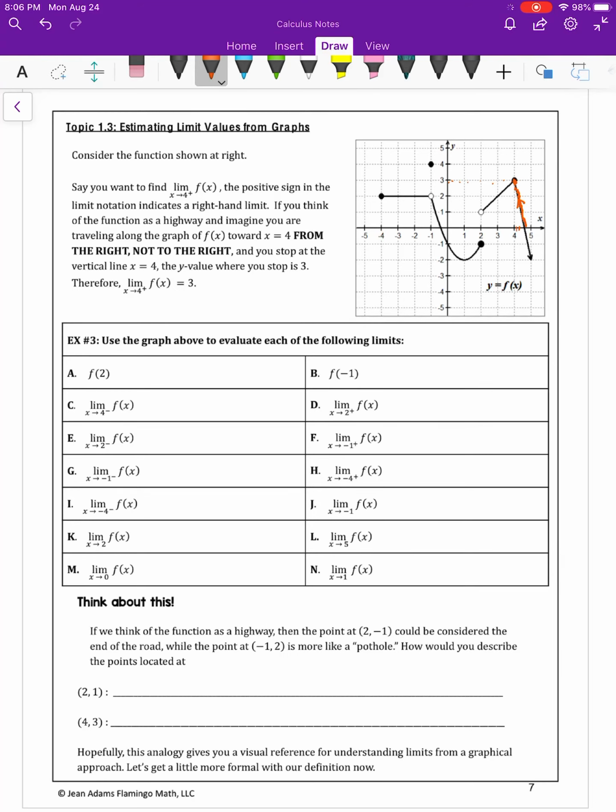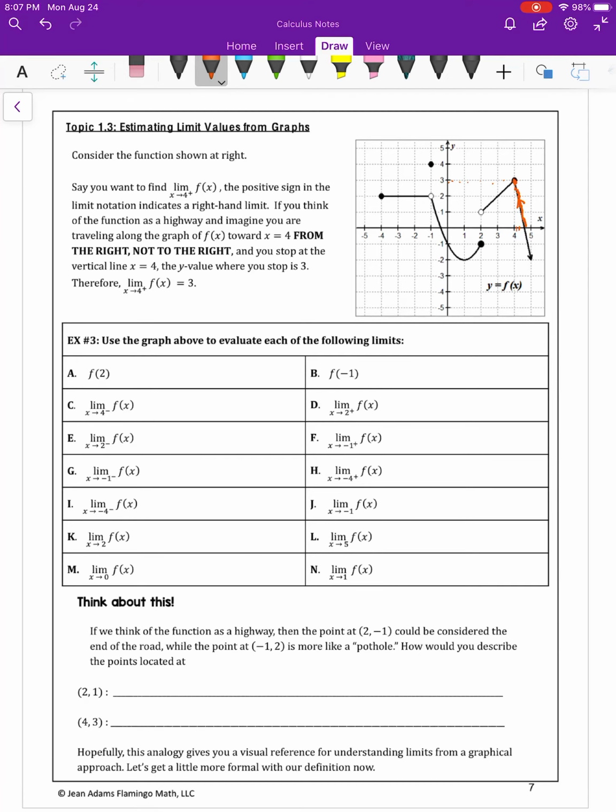Okay, so now, example number 3. Use the graph above to evaluate each of the following limits. If you feel like you remembered this from last year, you should stop the video right now and try and answer A through N. And then come back and see if you got them right, okay?